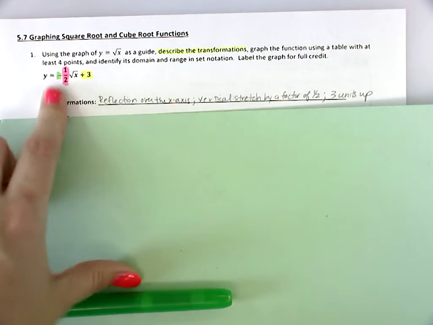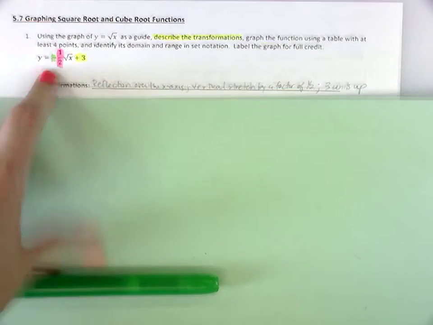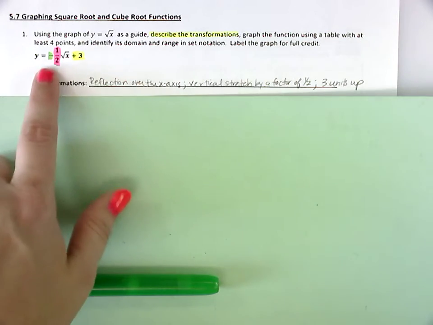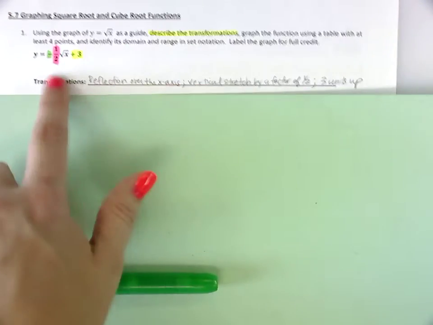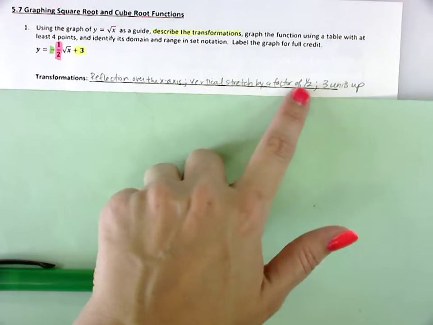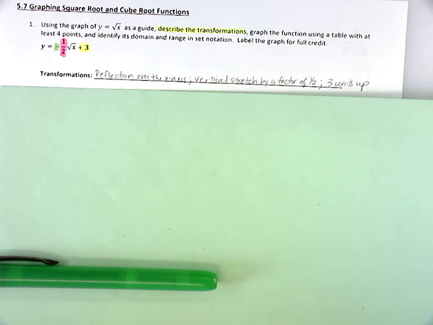Because the negative is on the outside, think XO, XO. It's a reflection over the x-axis if it's on the outside. This is a vertical stretch by a factor of 1/2. Oh, not stretch. It should be a vertical what? Vertical compression.